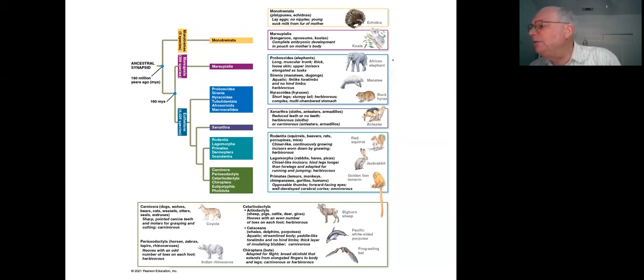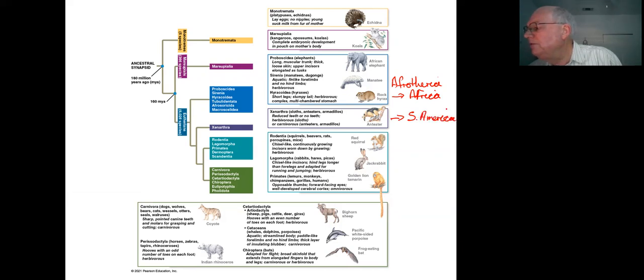So this group, which is often referred to as the proboscidea, are also referred to as the Afrotheria, because their origin is in Africa, or what would become Africa. The Xenarthra come from South America. So these come from South America.